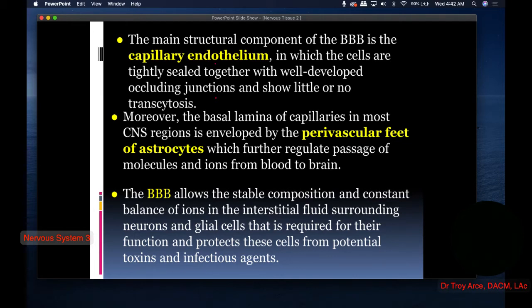Also, the blood-brain barrier allows the stable composition and constant balance of ions in the interstitial fluid surrounding neurons and glial cells that is required for their function, and protects these cells from potential toxins and infectious agents.